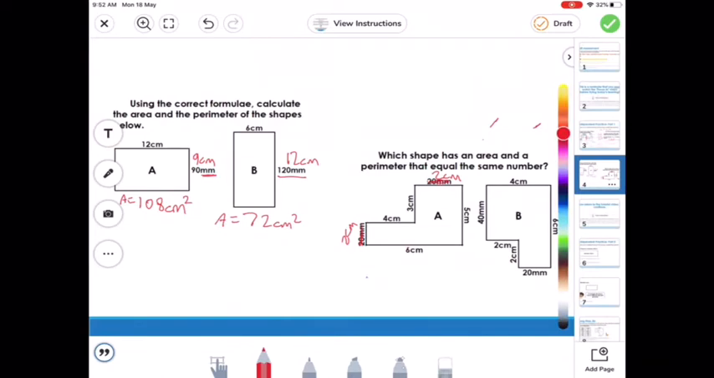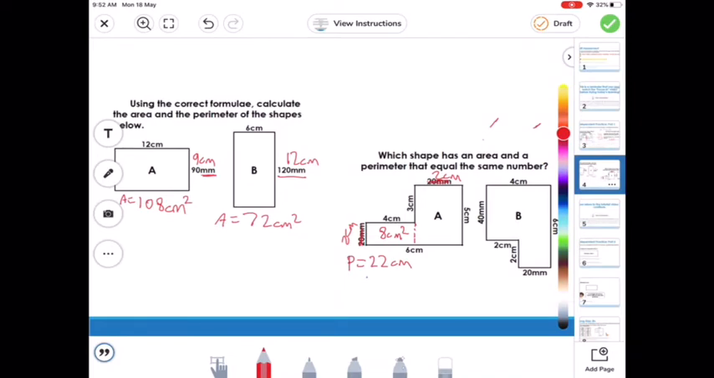5 plus 6 is 11, 13, 17, 22. So the perimeter of this is 22 centimeters. I'm going to divide this up into two different areas. So I'm going to work out 2 times 4, which is 8 centimeters cubed.